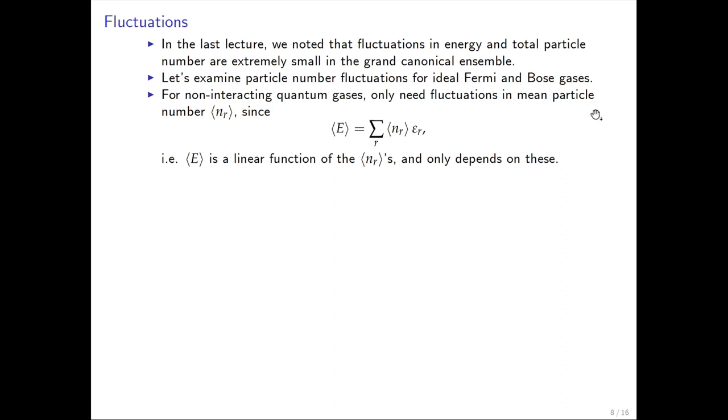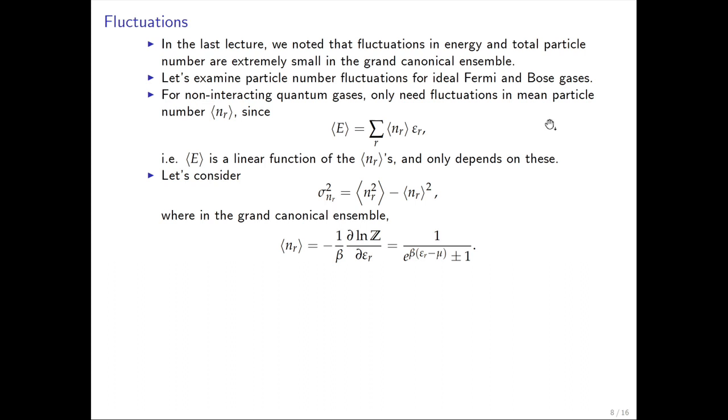because in fact, we only need to look at the fluctuations in mean particle number, and that's because the energy, in particular the mean energy, is just a sum over all the states of the mean occupation number of that state times its energy. So once we have fluctuations in mean occupation number, we automatically will get this by just summing up things. So we get the fluctuations in energy for non-interacting systems sort of for free.